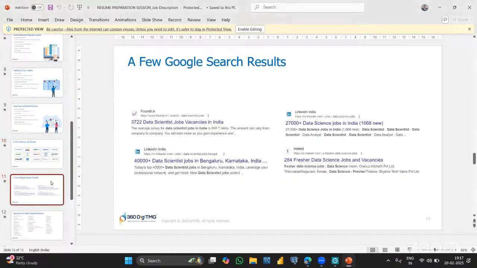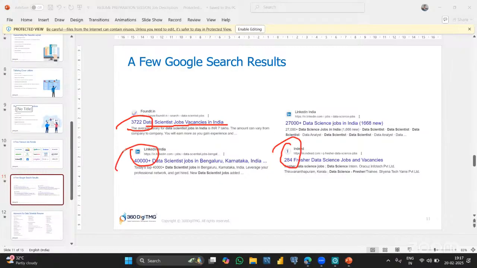Here I have a few Google search results screenshots. When people search for a job, what kind of keywords do they use? They search something like data scientist job vacancies in India, and they get this many results on a single site. In LinkedIn, in Indeed, they get results, go to those links and apply for the job. So you can also do the same.